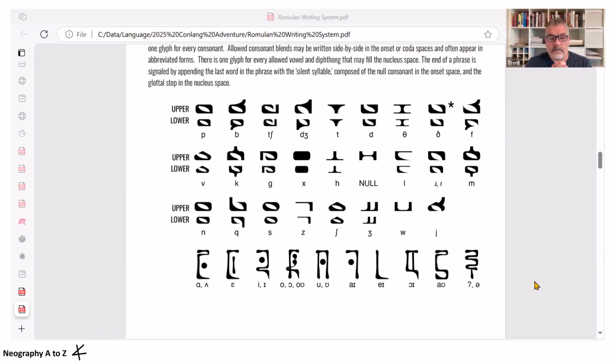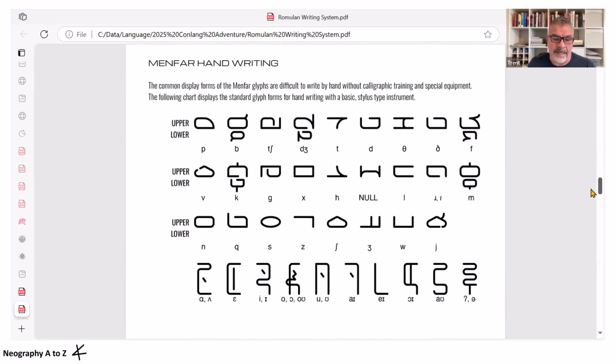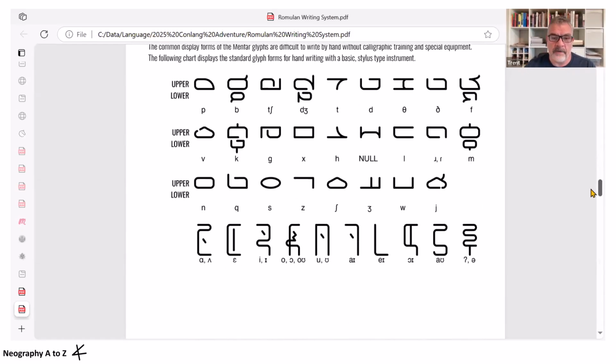Now, these forms are based off of a whole backstory, which I'm afraid I can't share with you right now because of NDA, but they stem from a tradition of calligraphy and from a historical backstory within the Romulan world story that make them hard to write unless you're using calligraphy instruments and special equipment. So if you scroll down to the next set, this is how you would write them by hand or with a stylus where you have just a simple point, like a pencil, a ballpoint pen, or some kind of stylus.